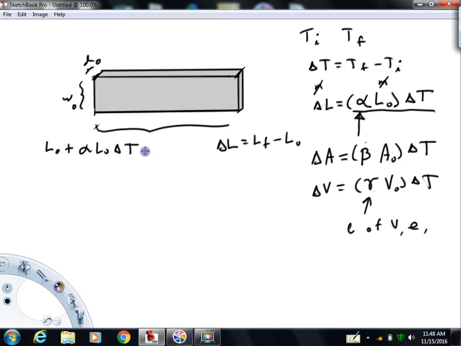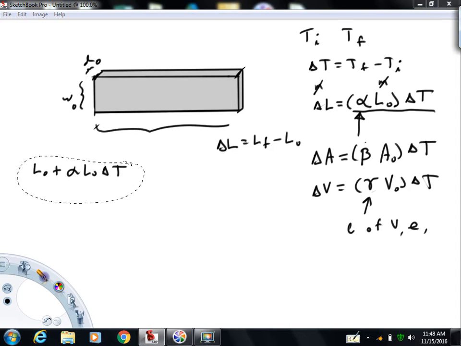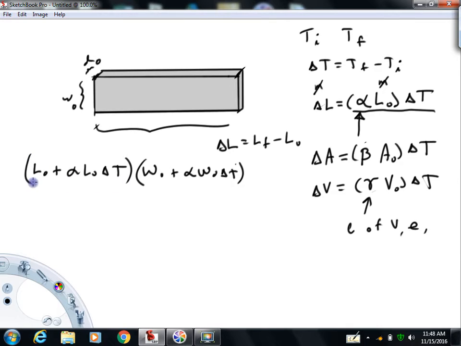The new width is going to be the old width, which I call W sub O, plus the change in width, which we can write as alpha times W sub O times delta T. The product of these two things is going to give the new volume, I'm sorry, the new area, the new surface area of that face.